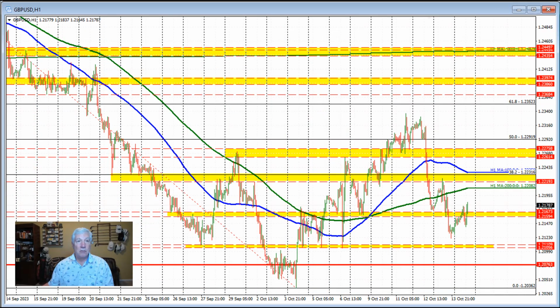Let's take a look at the sterling versus US dollar. We'll look on the hourly chart as well. And like the euro versus US dollar, we fell on Thursday. We continued to fall on Friday. That fall on Friday got close to this swing area here.